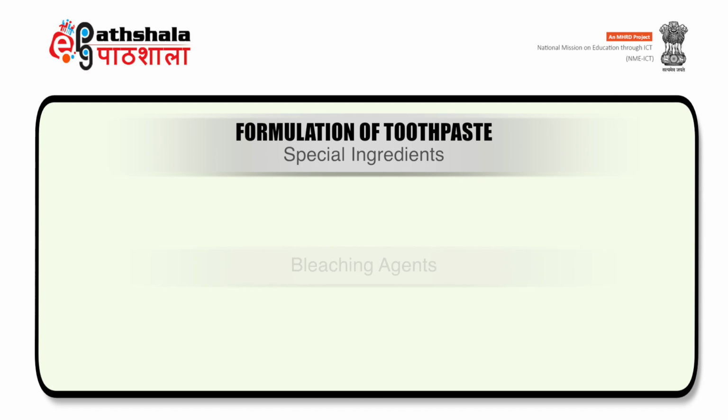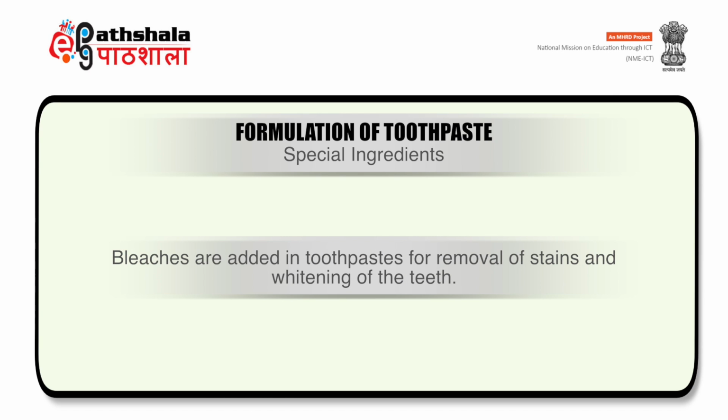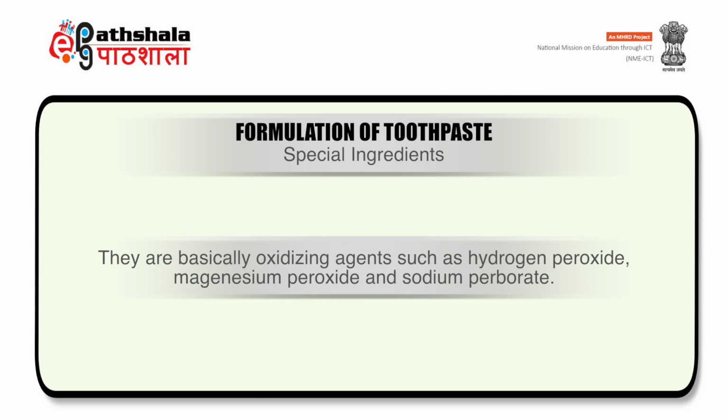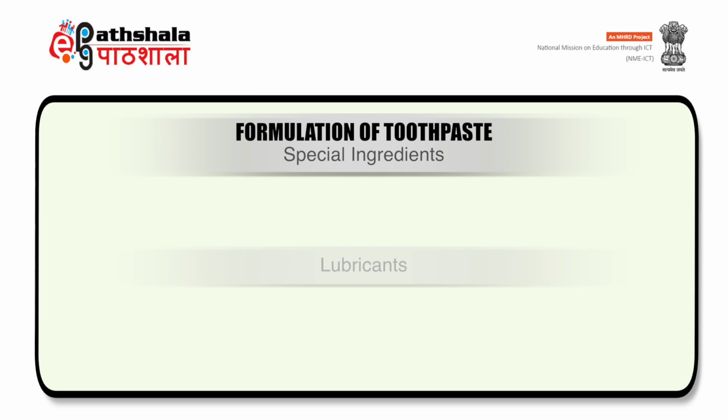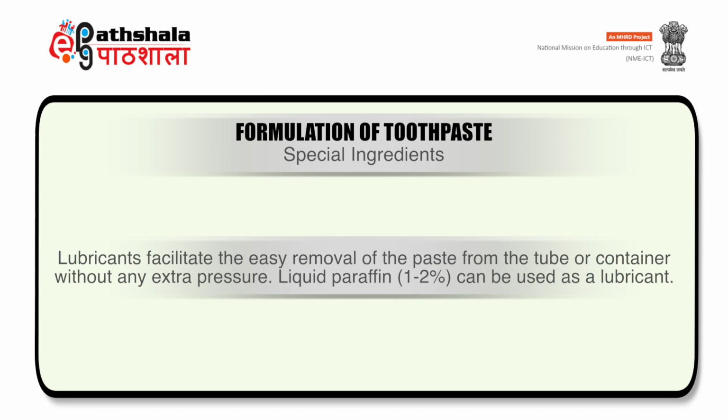Next, bleaching agents. Bleaching agents are added in the toothpaste for removal of stains and whitening of the teeth. They are basically oxidizing agents such as hydrogen peroxide, magnesium peroxide, and sodium perborate. Lubricants. Now, lubricants facilitate the easy removal of the paste from the tube or container without any extra pressure. Liquid paraffin in concentration of 1 to 2% is usually used as a lubricant.